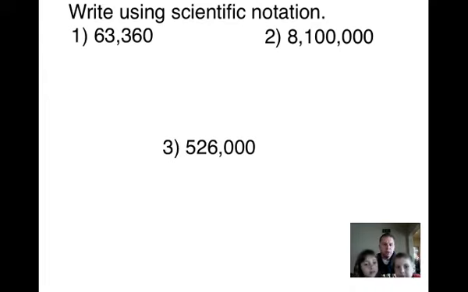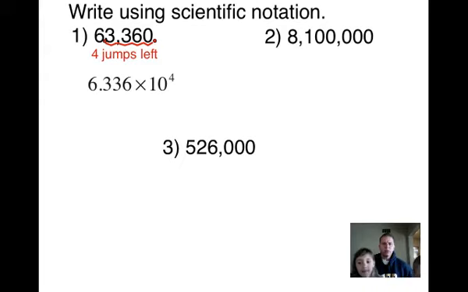So for number one, where do you think we're going to put, that's 63,360. Where are we going to put our decimal point? Right there. Behind the first 6, okay, very good. So we're going to move 1, 2, 3, 4 spots. So we did 4 jumps to the left, so is our exponent going to be positive or negative? Positive. Very good. So we'll write it as 6.336 times 10 to the 4th.